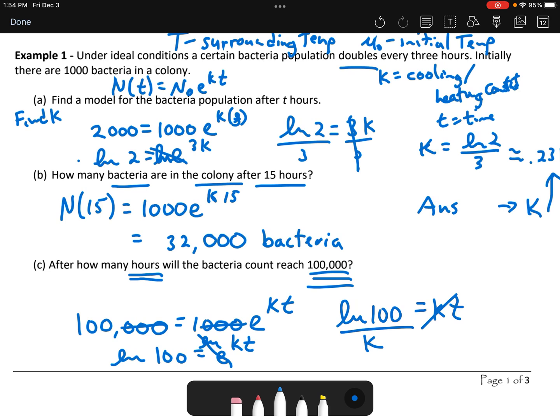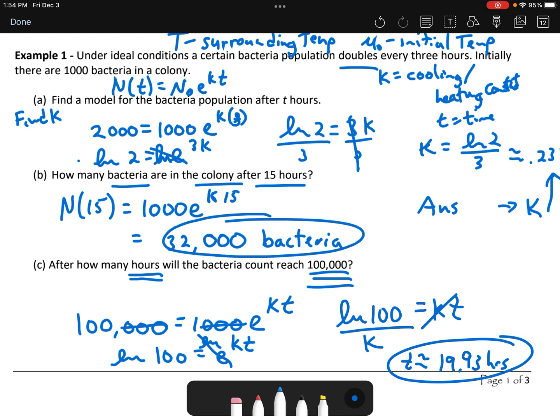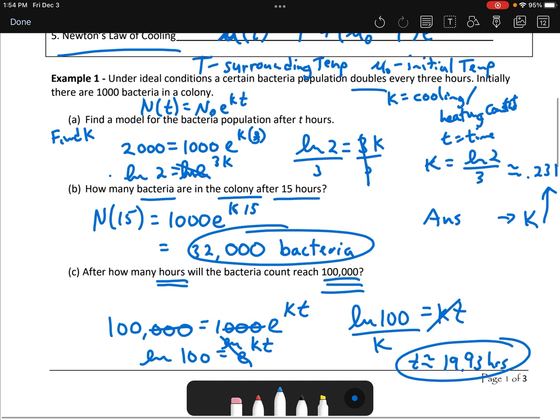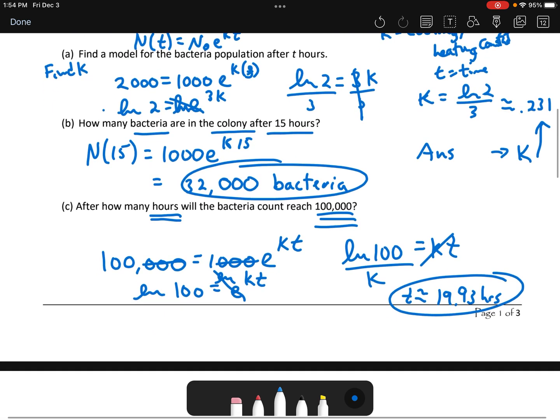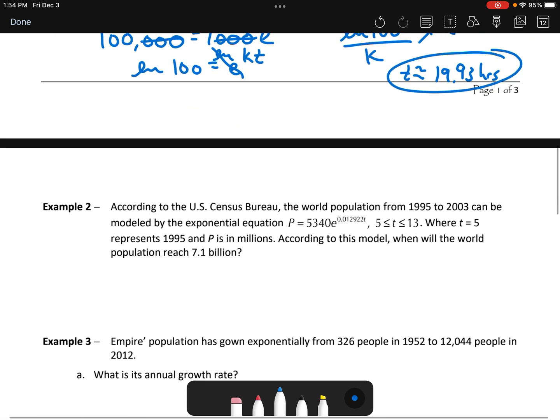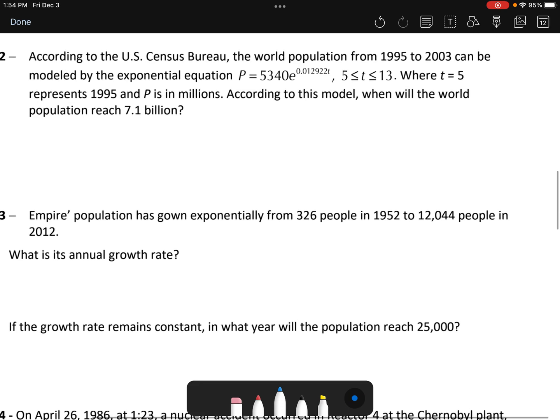I'm looking for t. I'm going to divide by k. There's my answer. Natural log of 100 divided by alpha k, and it would take approximately 19.93 hours in order to reach 100,000 bacteria. So that skill of finding K and then putting it in your calculator shows up to be quite handy.